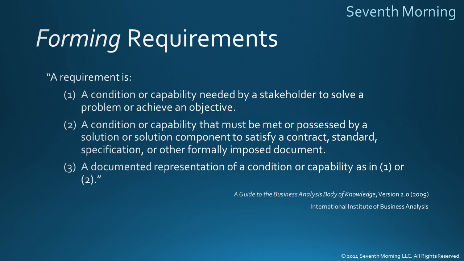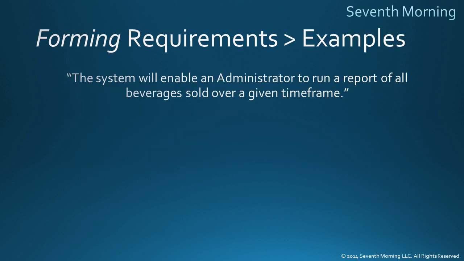We've already discussed this a couple of times, so I won't go into the details, but I do realize that the definition isn't enough to really give you a picture of what requirements really are. So let's get into some examples here. Okay, here's an example of a requirement on the screen, and this is a very typical format, actually. It says that the system will enable a user to do something. In this case, some stakeholder or group of stakeholders requires that the system be able to let admin users run a report of beverages sold.